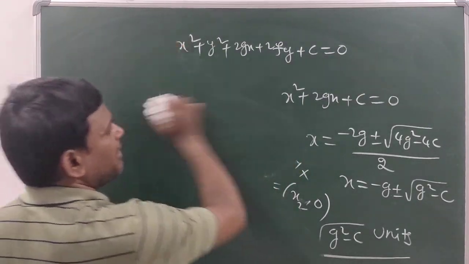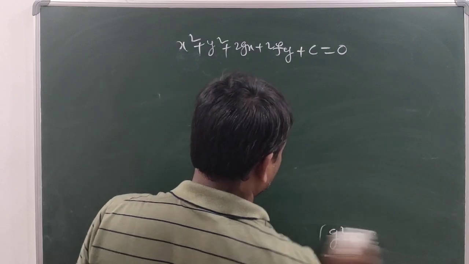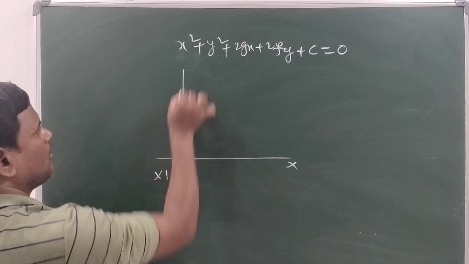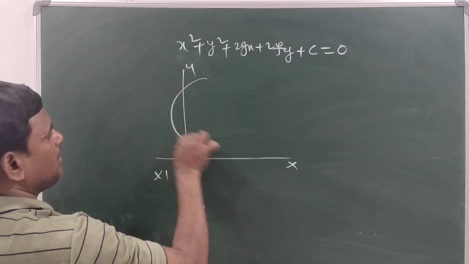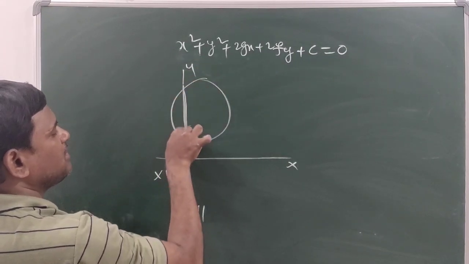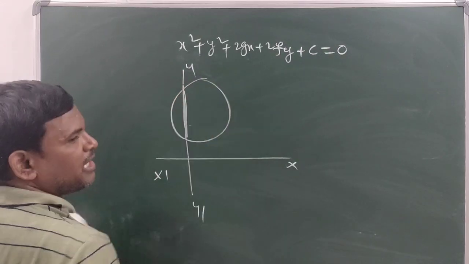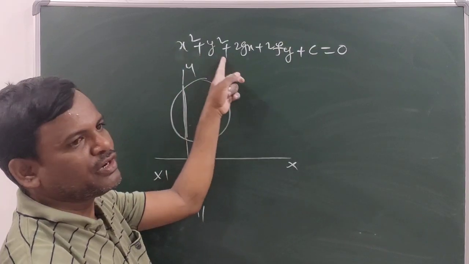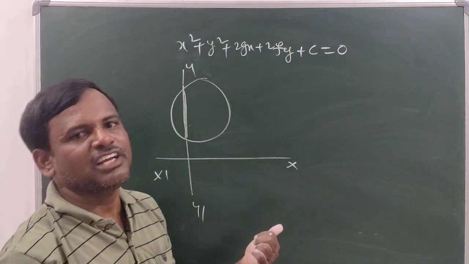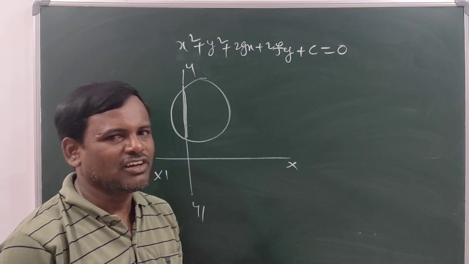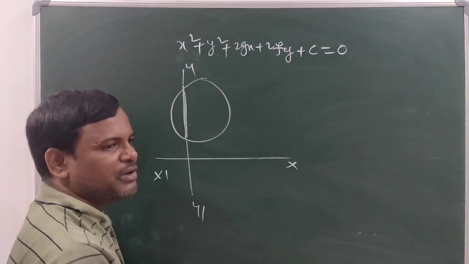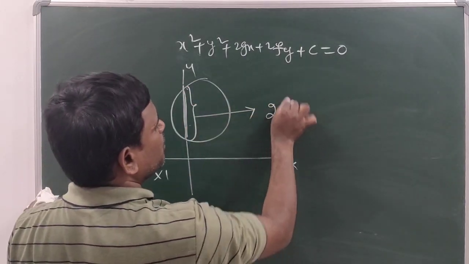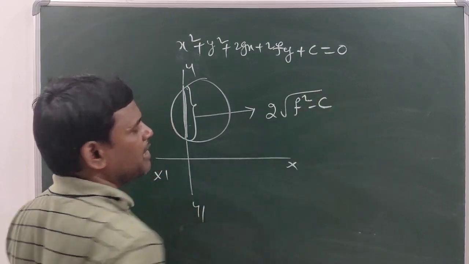Similarly, what is the y-intercept made by the same circle? Y-intercept. See here. This is the y-intercept made by that circle. So same, on the y-axis x value becomes 0. So in the place of x, if you write 0, you will get one quadratic equation in terms of y. Solve it and follow the previous procedure so that you will get this y-intercept as 2 into root of f square minus c.